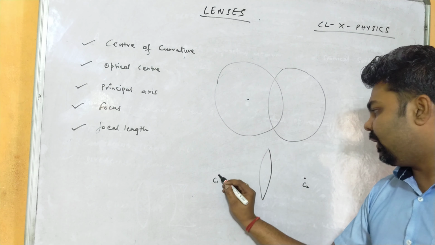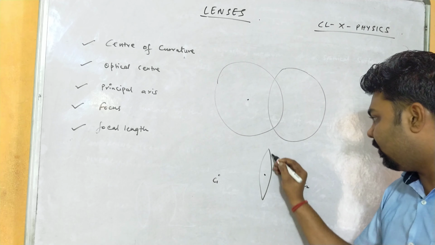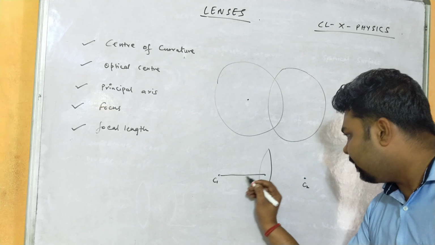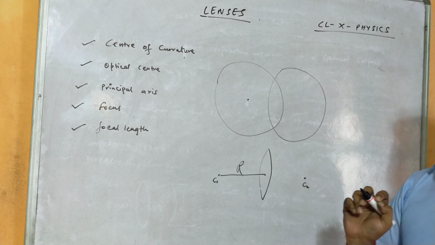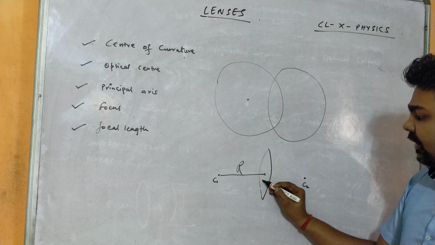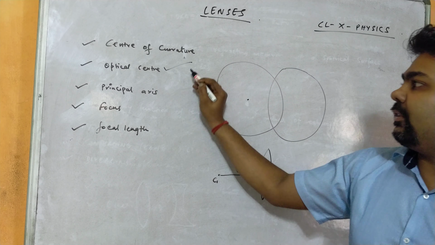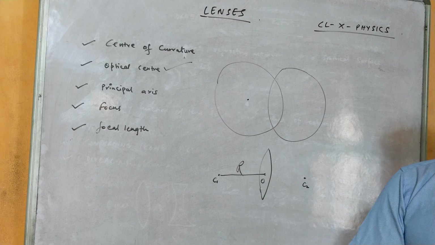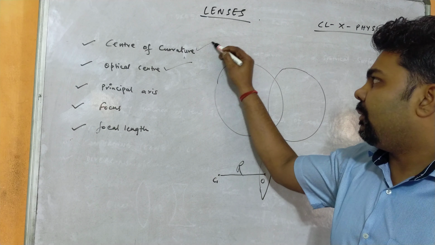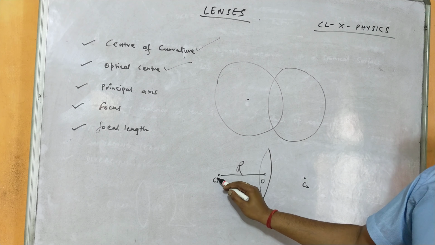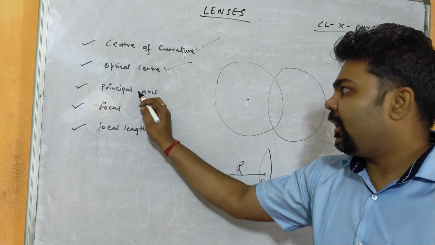The distance between the center of curvature and the optical center is considered the radius of curvature, and the geometrical center of a lens is called the optical center, right? So the optical center is the geometrical center of any lens. Center of curvature is the center of the sphere of which the lens is a part. And principal axis.